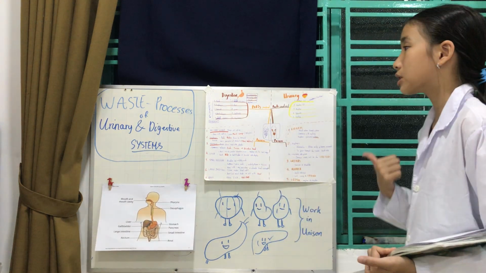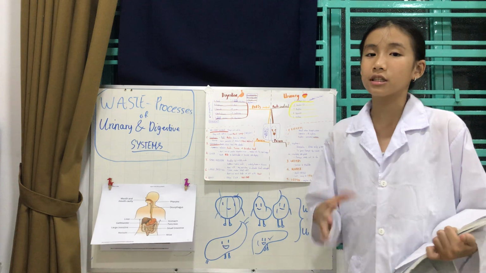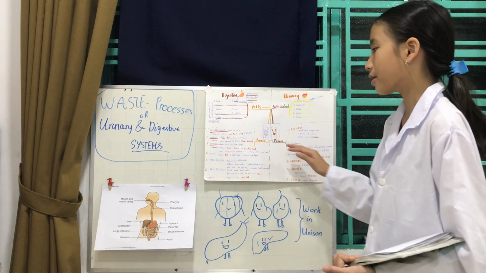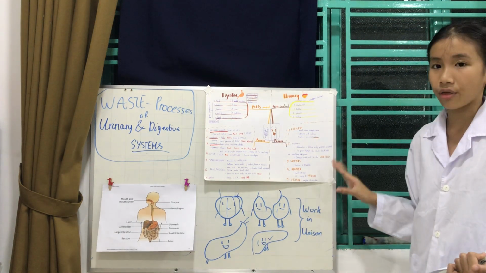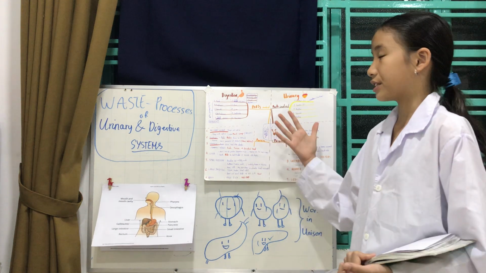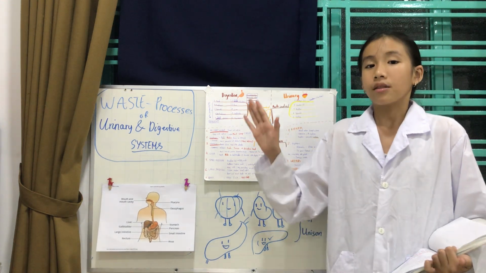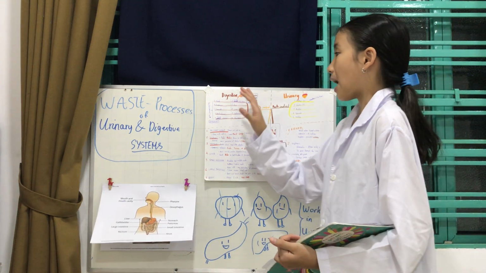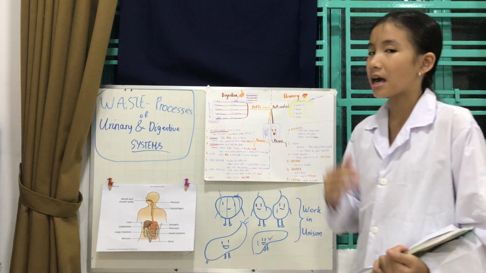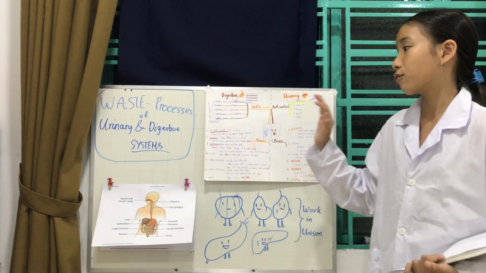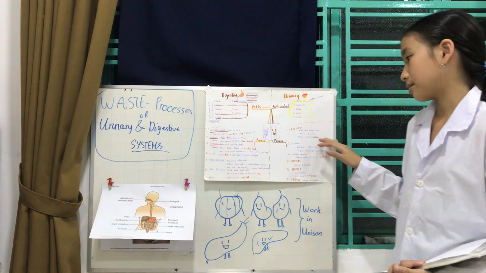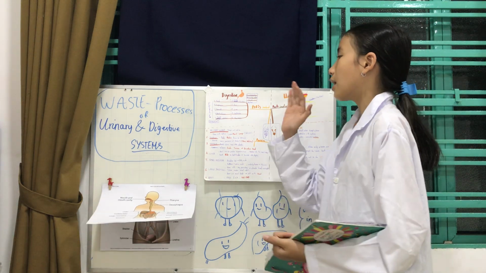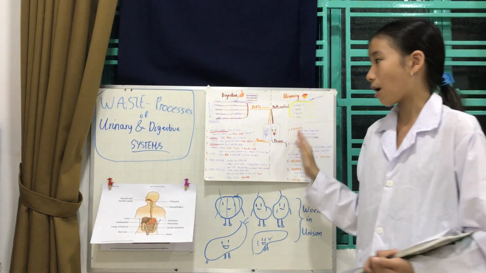The second part is the parts that are involved in these processes. The third part, which is the main part, is the processes of both of these systems. And then the final part is the conclusion. I'm going to conclude about the digestive and urinary systems and give a summary of what I've talked about in the main part. Now, without further ado, let's get started on our first part, the introduction.